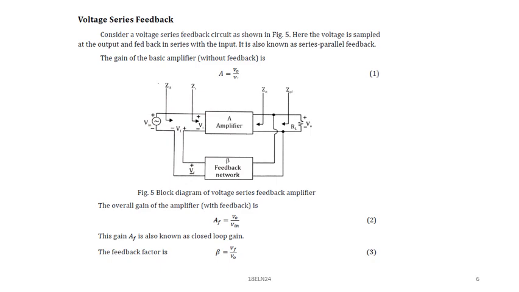The figure shows the block diagram of the voltage series feedback amplifier. Here this is your voltage source, and this is a mixing network. We mix the input voltage and the feedback voltage here. Now this is the basic amplifier, and this is the sampling network. Here you sample voltage, and here you mix in terms of series.